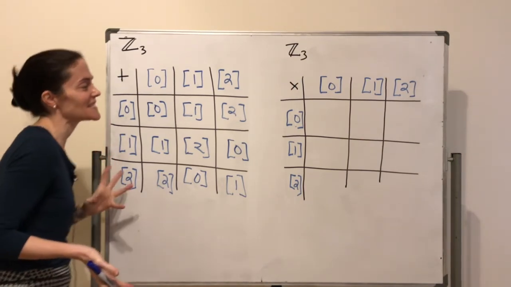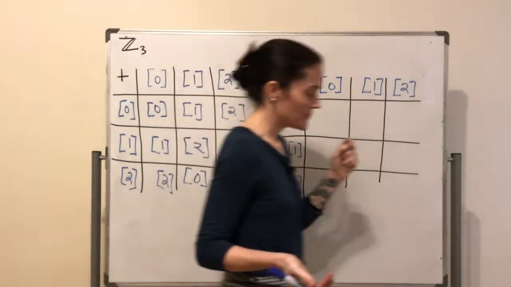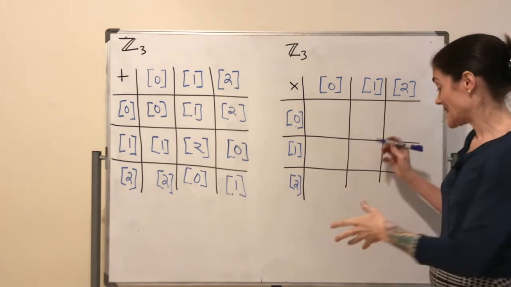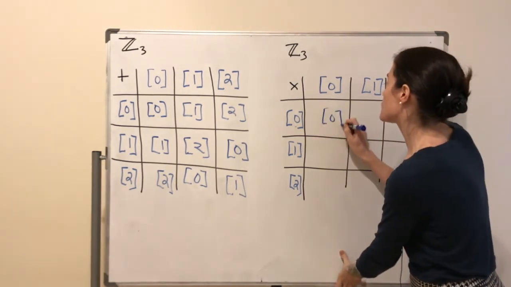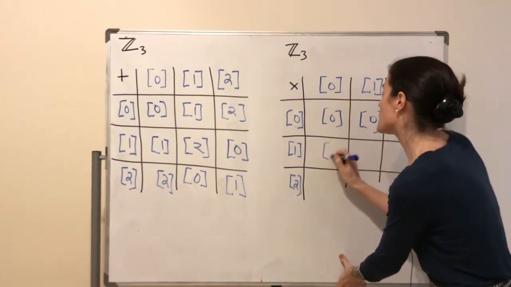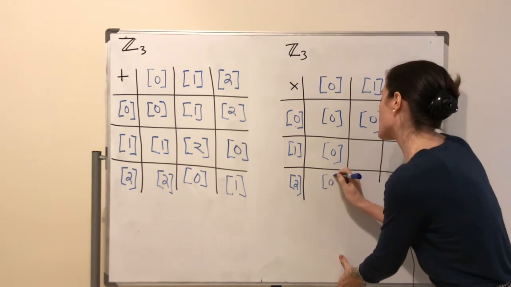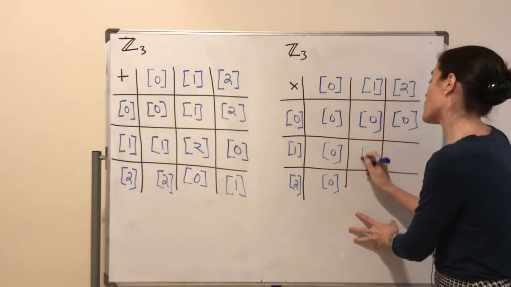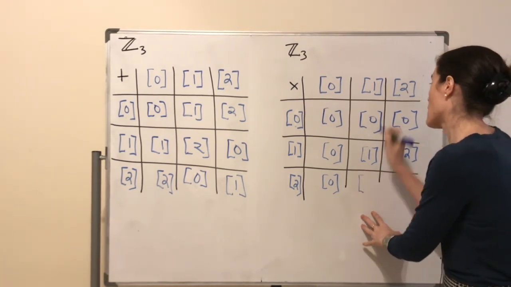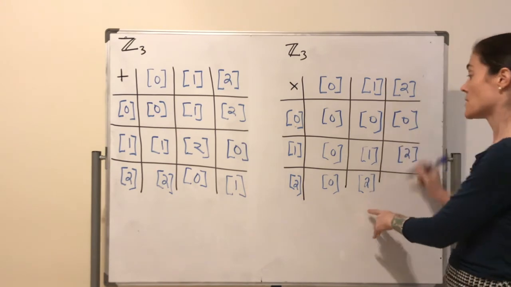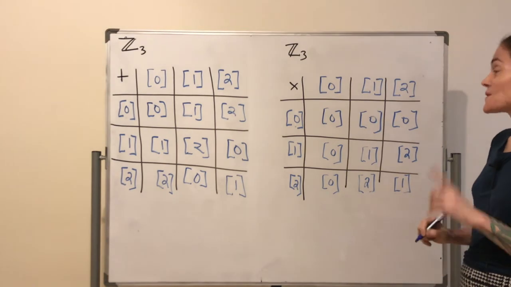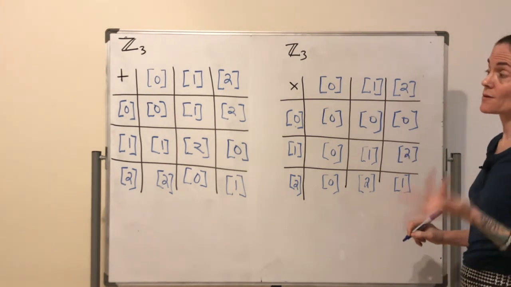Now let's do multiplication here. Well, 0 times anything is 0, and so all of this row and this column is filled with just zeros. And 1 times 1 is 1. 1 times 2 is 2. And then we have 2 times 2 is 4, which is the class of 1. So these are our addition and multiplication tables in Z3.